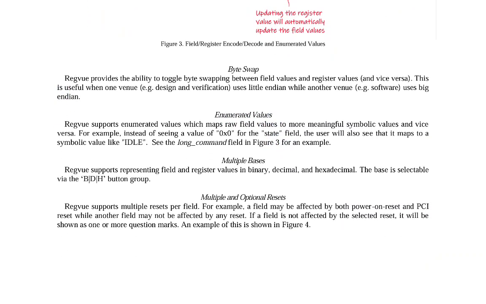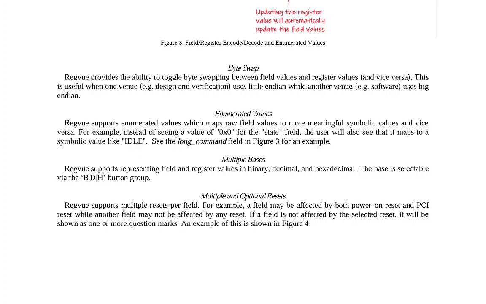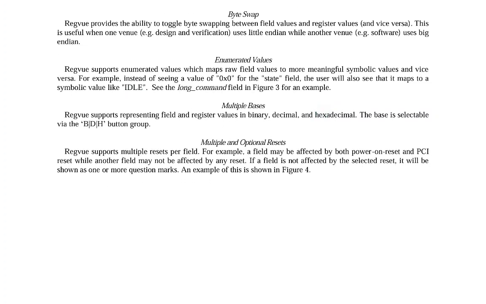Enumerated values. Regvue supports enumerated values, which map raw field values to more meaningful symbolic values, and vice versa. For example, instead of seeing a value of 0x0 for the state field, the user will also see that it maps to a symbolic value like idle. See the field comment in Figure 3 for an example.